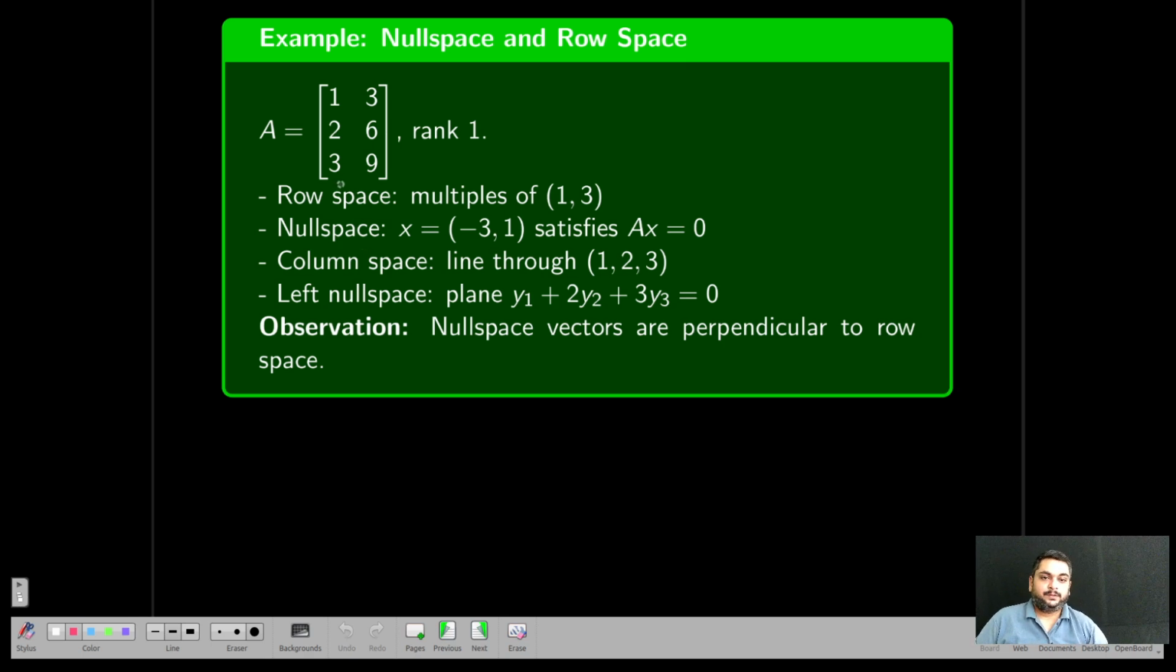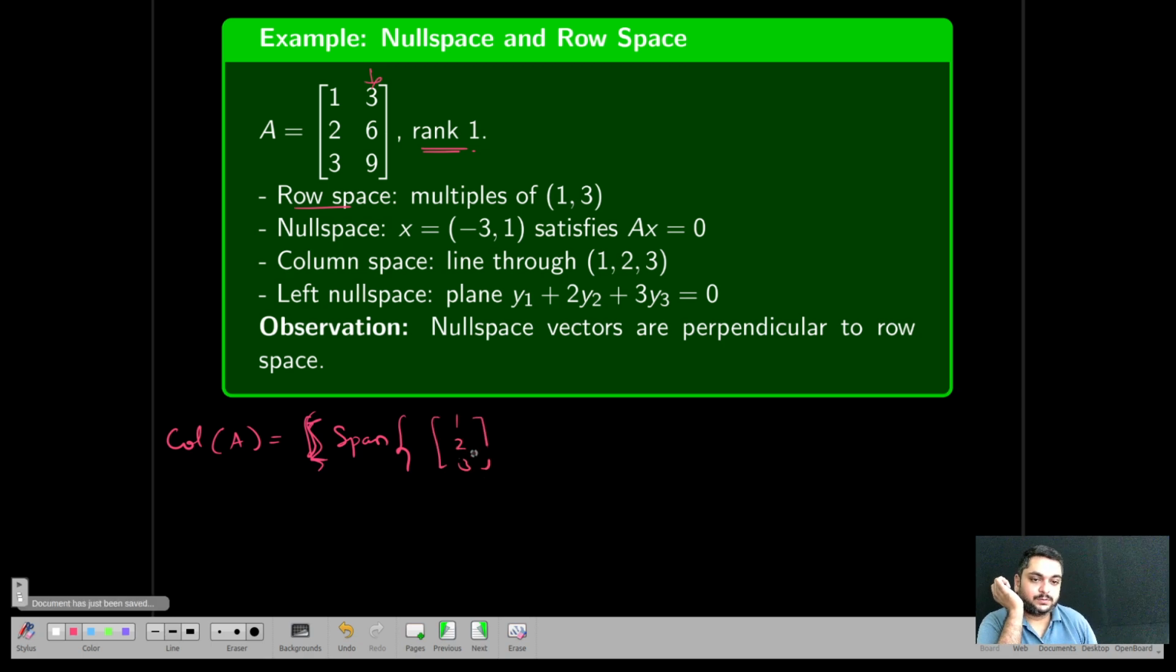For example, let us say A is equal to this column matrix. If you calculate, I have directly written here, the rank of this will be 1. First you find the column space of this. Column space of A is the span of the vector 1, 2, 3. This is how we find the column space, and this is the basis of the column space of A.